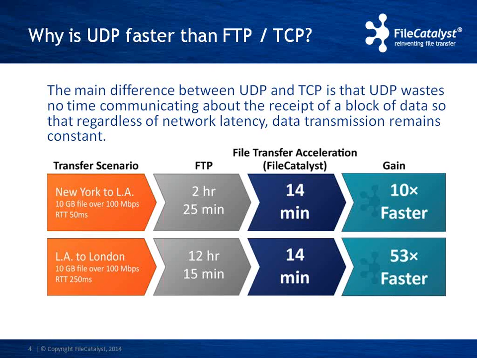and that will slow down your FTP transfers quite a bit. It might take you 2.5 hours to send a 10 gig file. With FileCatalyst acceleration, the same file transfer will take 14 minutes. So this is based on a 100 megabit line.